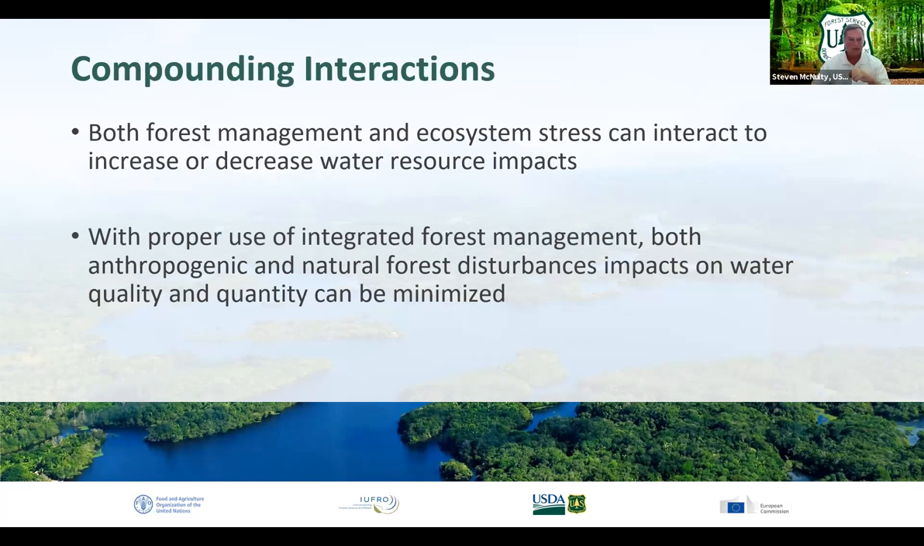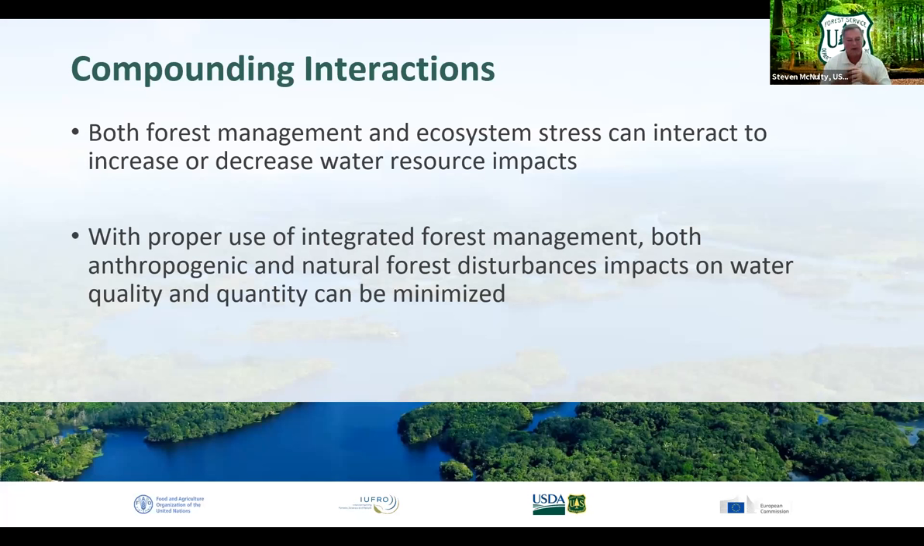So there are certain compounding interactions associated with water management. One is that, as I mentioned, both forest water management and ecosystem stress interact. So if you have, for example, climate change flooding, that is a largely uncontrollable act, at least in the short scale. But depending on what you do for forest management, as that flooding occurs, you can have more or less degradation of the water resource, sedimentation, erosion, those sorts of features. And we'll give an example of that in a minute.